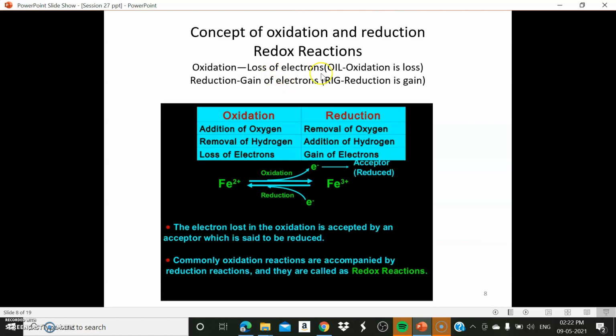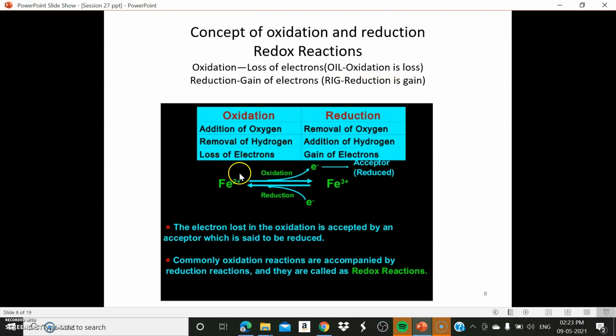See, oxidation means loss of electron. So, we use the word OIL. OIL means oxidation is loss. Reduction, RIG. Reduction means it is a gain of electron. So, oxidation may be addition of oxygen, removal of hydrogen, or loss of electron. Reduction is removal of oxygen, addition of hydrogen, or gain of electron. So, remember like this: oxidation, OIL, oxidation is loss. Reduction, RIG, reduction is gain of electrons.